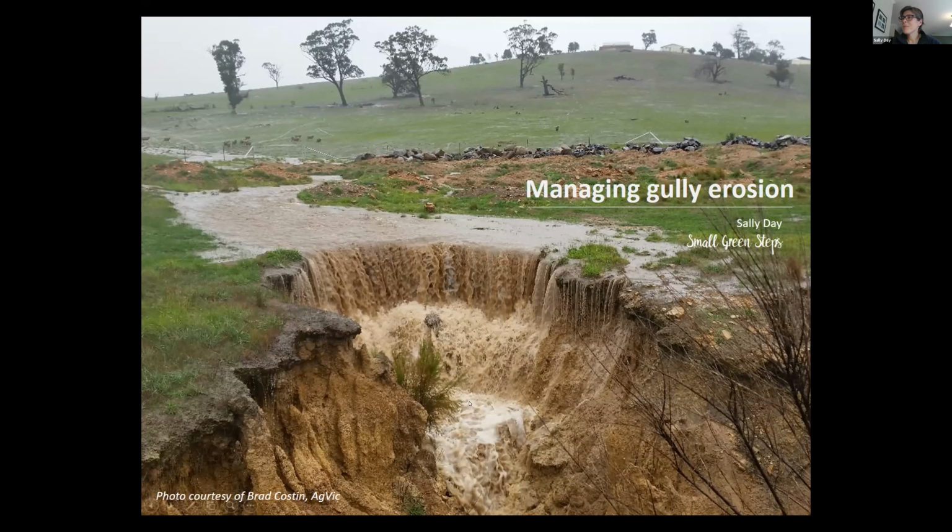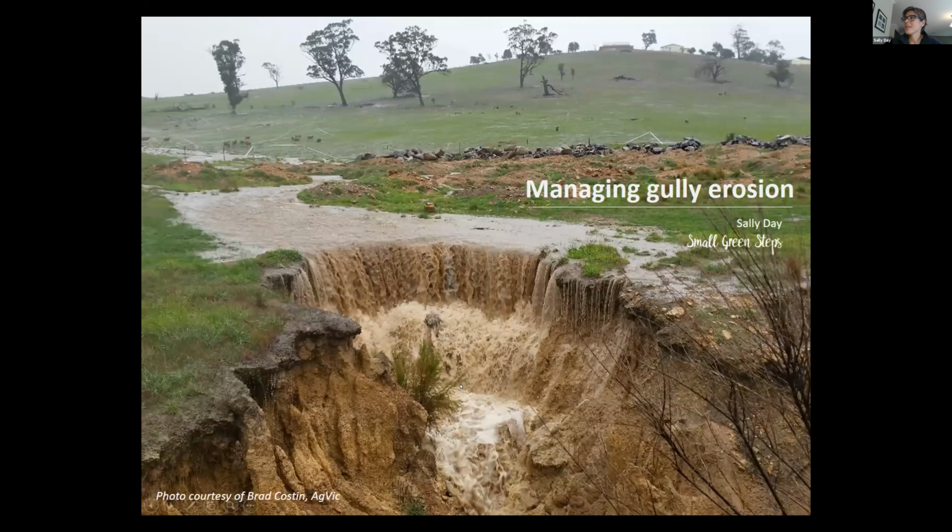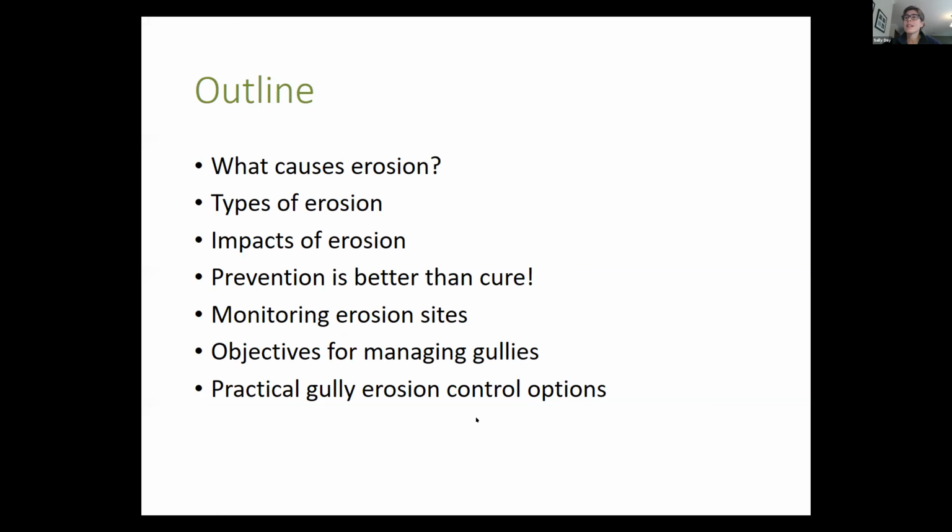Thanks, Penny. Hoping everybody can see those overheads there. Now, I just wanted to run through today. Thanks for inviting me along to speak to you all. So the group has asked me to speak on managing gully erosion, and I'll try and be really concise. It's a topic that we could probably talk for a couple of hours about, but we're going to go through the basics today, try and help you understand what the causes of gully erosion are, the different types of erosion that can contribute to forming a gully, and what the impacts are on your productivity and biodiversity.